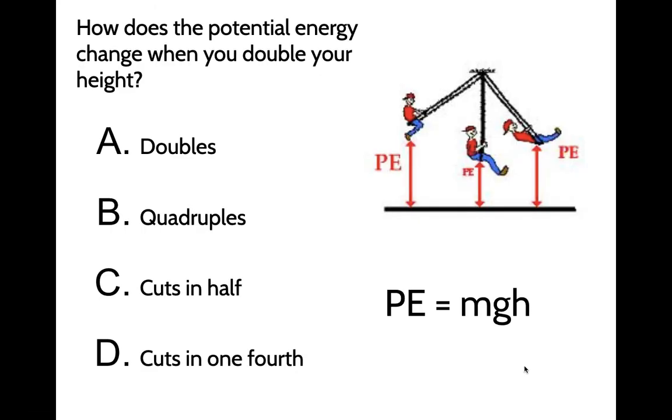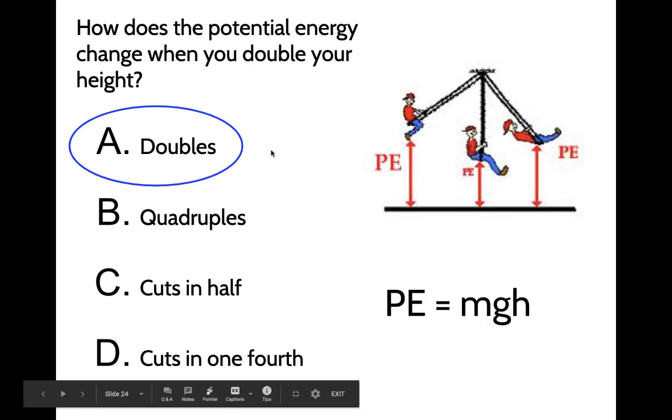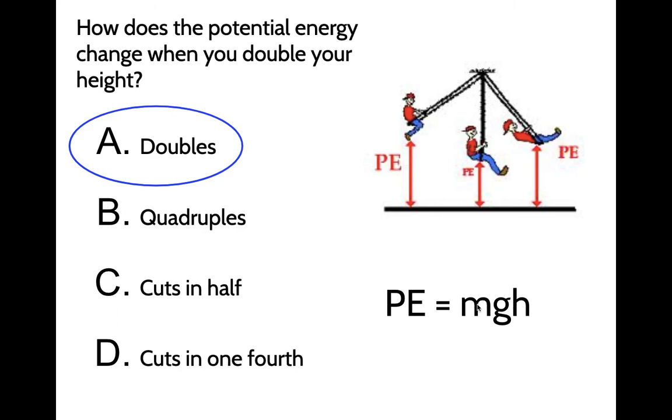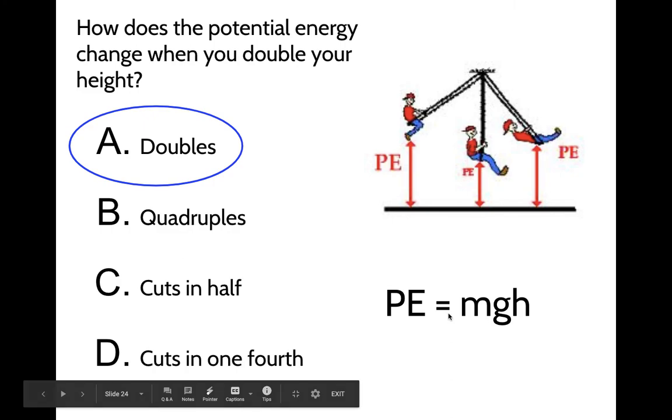How does the potential energy change when you double your height? Well, the potential energy is going to double, and that's because of mgh. If this is 1 times 1 times 1, and we have 1 times 1 times 2, we just doubled it. So doubling the height actually doubles your potential energy. Doubling the mass also doubles your potential energy.